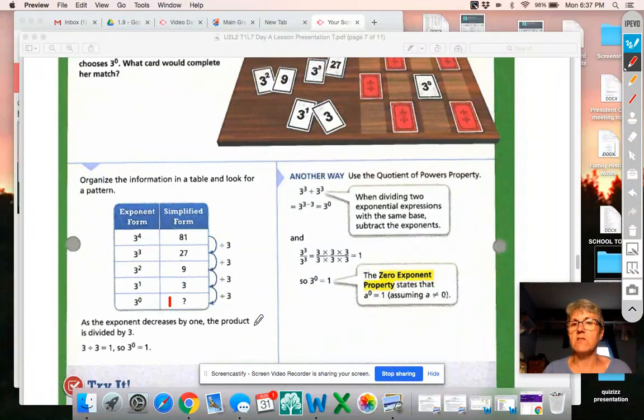Another way to look at it is to remind ourselves about the division property, where you take two numbers of the same base and divide, and you subtract the exponents. So in this case, they've taken 3 to the third power divided by 3 to the third power, which is the same as 3 to the 3 minus 3, or 3 to the 0 power. So there you have the number 3 raised to the 0 power.